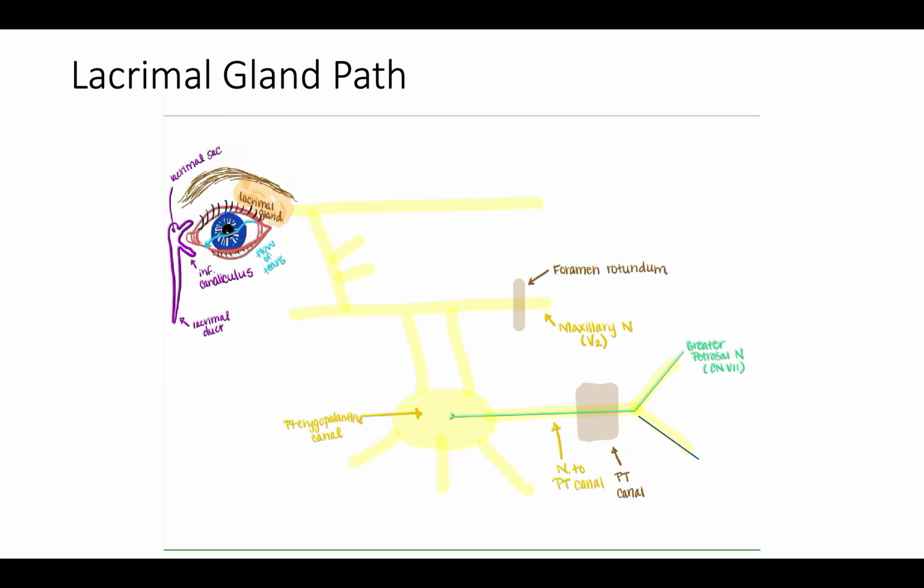Then we're going to draw another nerve that's coming up, and it's also going to travel through the PT canal to the pterygopalatine ganglion, and it's going to continue traveling up, meeting with the maxillary nerve, and continuing on over to our lacrimal gland. And this is going to be the deep petrosal nerve. And this is from the internal carotid plexus.